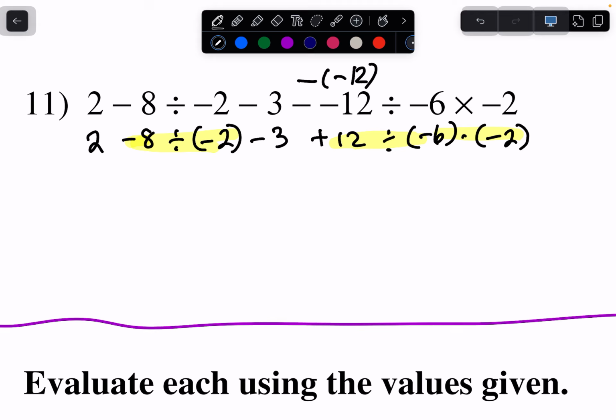A negative 8 divided by a negative 2 is a positive, and we know 8 divided by 2 is 4. Okay. Now the next thing I'm going to go from left to right. 12 divided by a negative 6 is a negative 2. We still have times that negative 2 on the back that I haven't used.